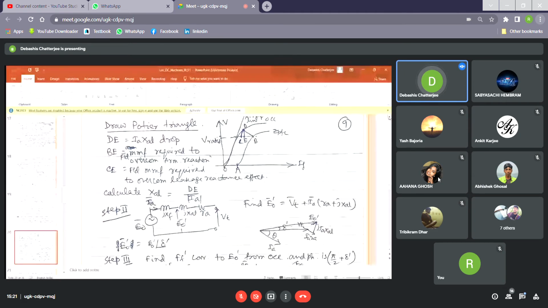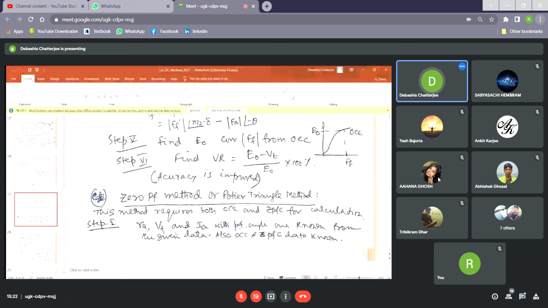Now, step one, the prerequisites are written here. The armature resistance, terminal voltage, armature current, and power factor angle are known from the given data. The armature resistance is mentioned; if it is not mentioned, you can assume it to be zero, no problem. The terminal voltage, at which voltage the machine is operating, and at which load, that means the magnitude of armature current and power factor, you have to calculate the voltage regulation. That is also known.